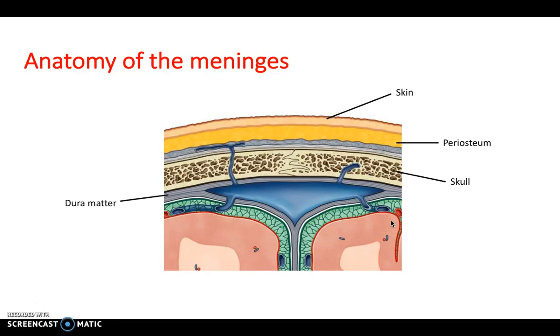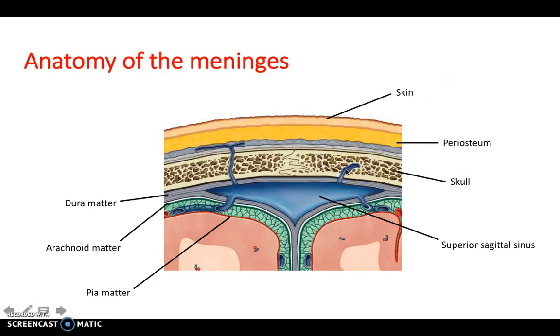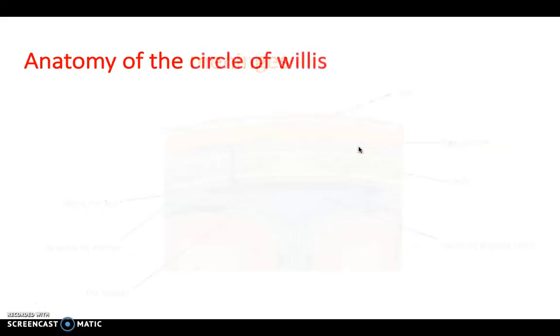So the dura mater is the most outer layer, the tough fibrous layer. Then we have the arachnoid mater, followed by the pia mater on the inside. And this area within the middle here is the superior sagittal sinus. And this is where the cerebrospinal fluid, which is circulating within the ventricles of the brain, will eventually drain to.